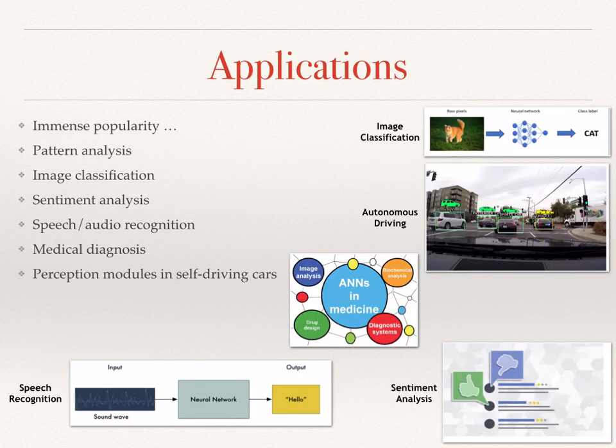And neural networks have found many applications. They can be used in pattern analysis, image classification, sentiment analysis, speech and audio recognition, medical diagnosis. And what is of interest for us at NASA is autonomy. For instance, neural networks have been used in perception modules for self-driving cars or in controllers for adaptive systems.